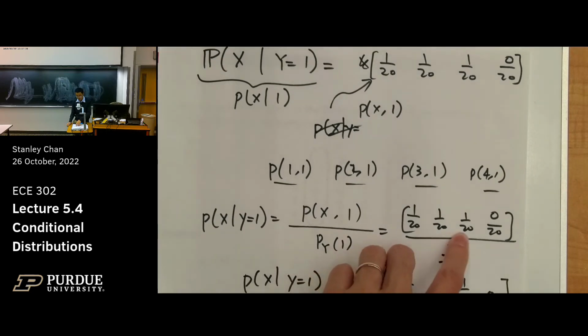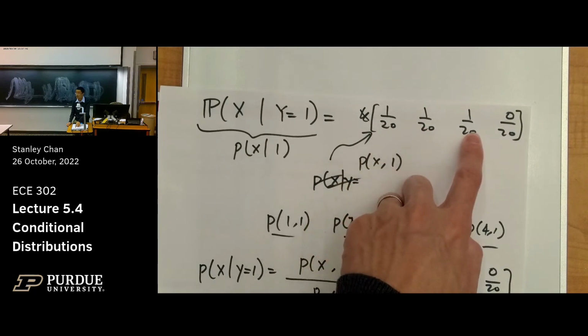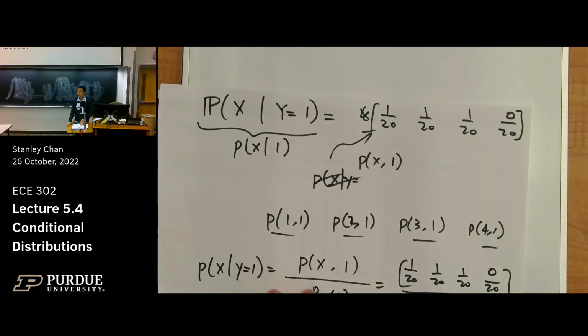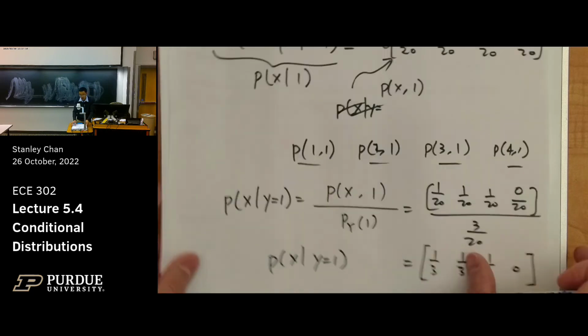Now, if I look at the original array, I have 4 numbers, right? 1 over 20, 1 over 20, 1 over 20. They don't sum to 1. How about here? Ooh, they sum to 1. That means it becomes a legitimate probability.